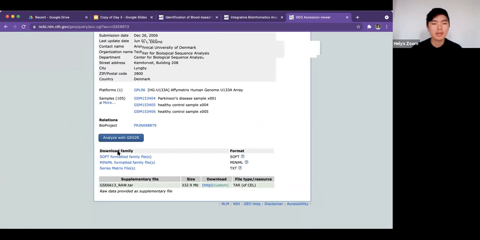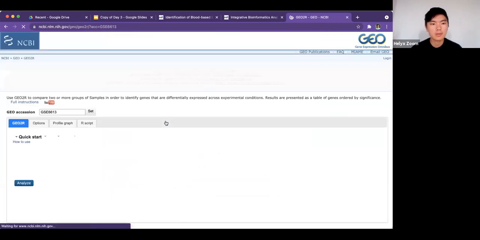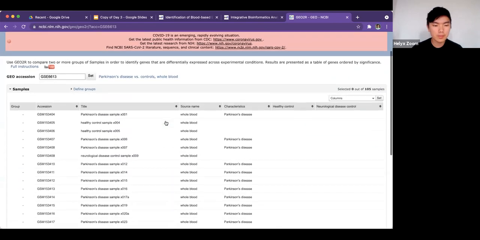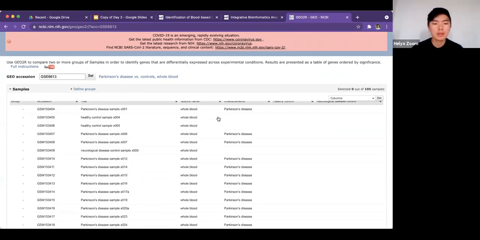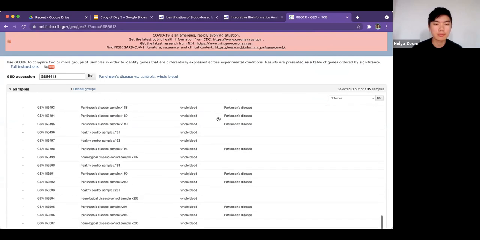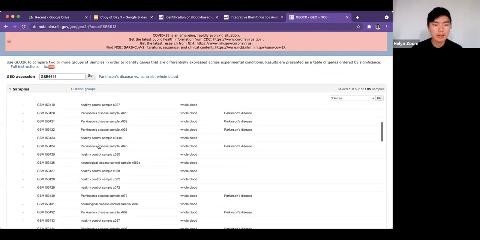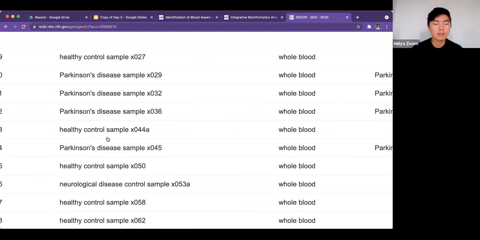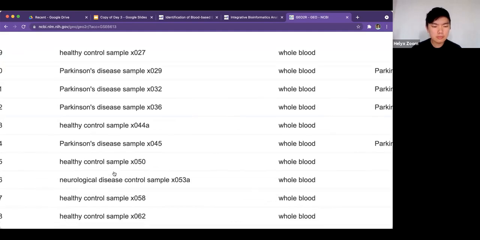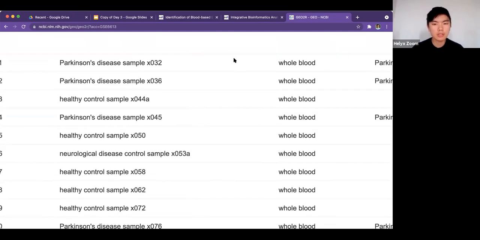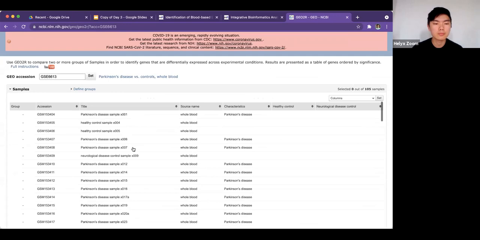You can click the Analyze with GEO2R button. It's a really, really neat tool. I think it's pretty well designed. You get this table of all the samples inside the data set. As you can see, some of them are healthy controls, some of them are Parkinson's disease, and there's even some that are neurological disease controls. So samples from people who don't have Parkinson's, but they might have Alzheimer's or Crohn's.